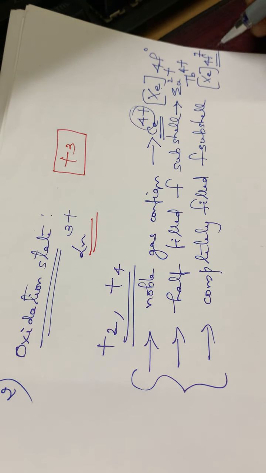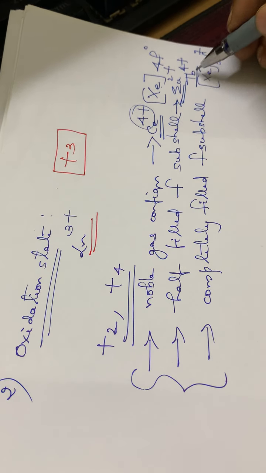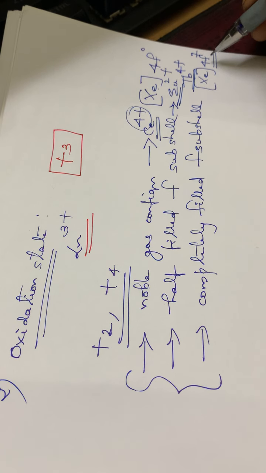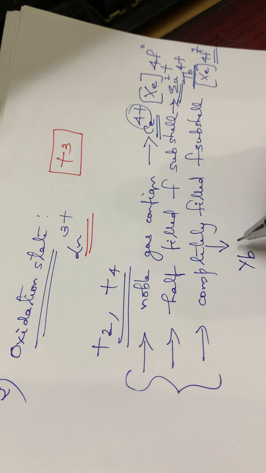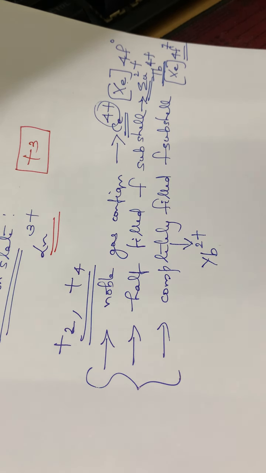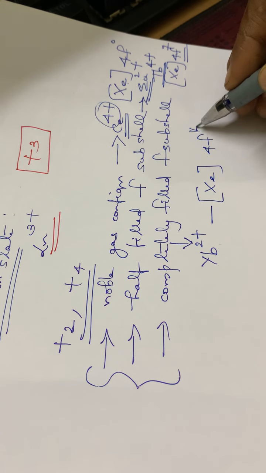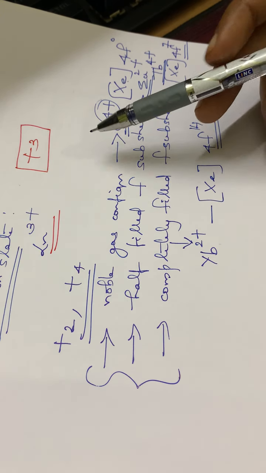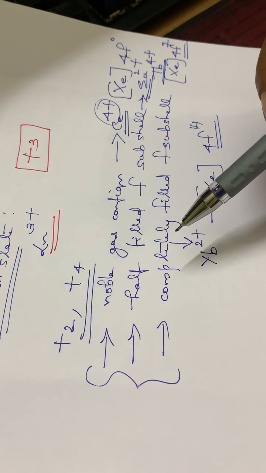See, 4f7 is a half-filled configuration, isn't it? So for a half-filled configuration, you can write the examples as europium 2+ or terbium 4+. Then another example for a completely filled configuration is terbium 2+, and the configuration is xenon 4f14. See, 4f14 is a completely filled configuration. Okay, so these changes may be there in some cases. Usually the general oxidation state is +3, and along with that +2 and +4 are there.